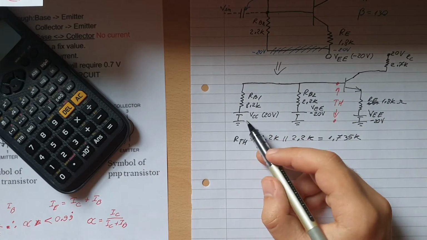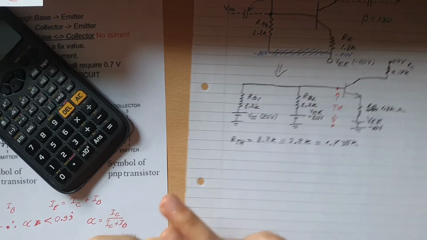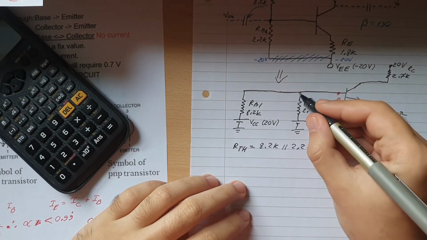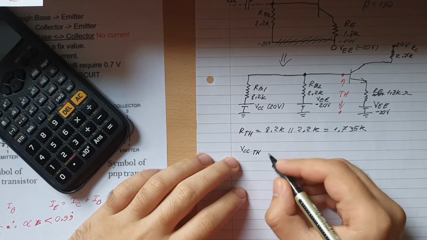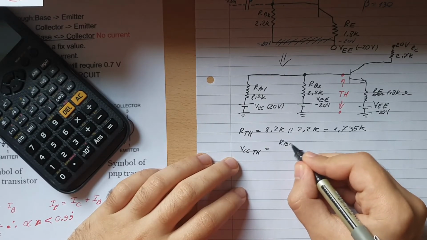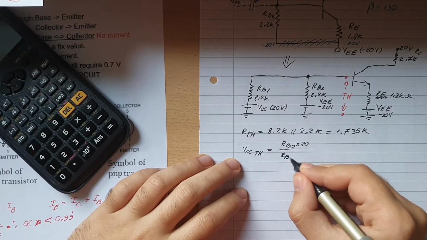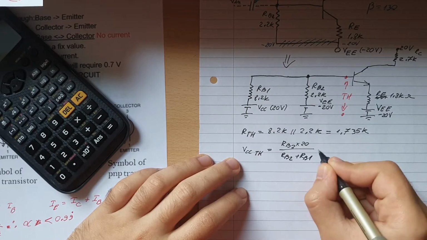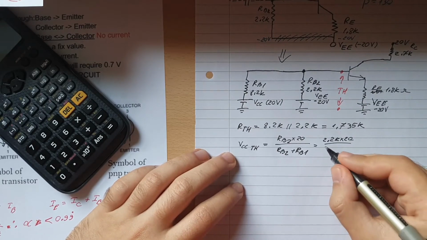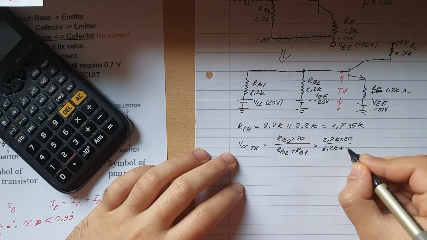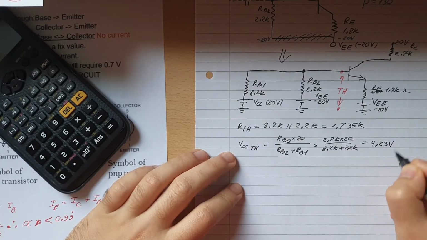Okay, next we need to calculate the source, but there are two of them. It's a VCC source and it's the VEE source, so don't think you get away from them. The VCC source will be calculated at this point here. So VCC TH will be equal to RB2 times 20, because positive 20, over RB2 plus RB1, and that's equal to 2.2 K times 20 over 8.2 K plus 2.2 K, and that will be equal to 4.23 volts.